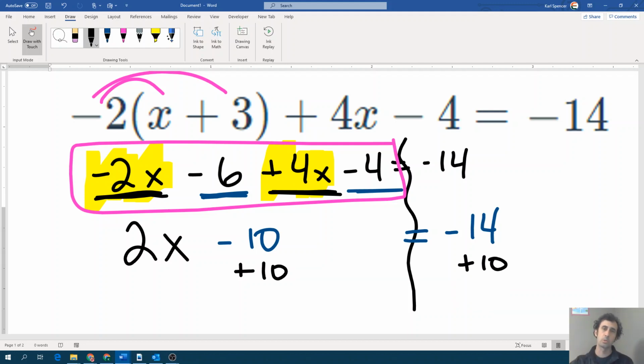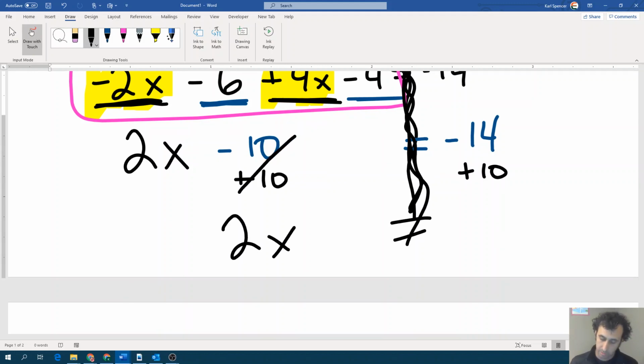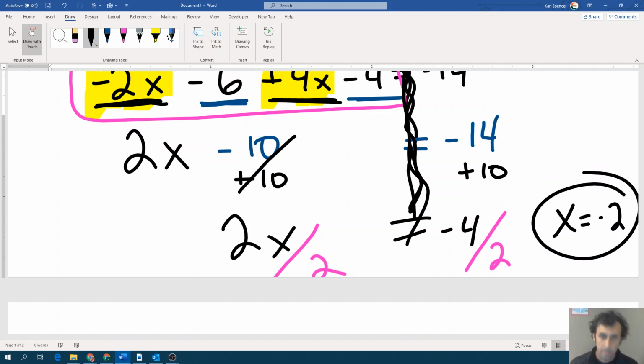We do the opposite because we're going to the other side of that equal sign. Whenever we're moving to the other side of the equal sign, or that vertical line here that I'm drawing, whenever you're crossing that center line, that's when you do the opposite. If you're staying on the same side, we don't do the opposite. So finishing off this problem, we'll have 2x, 10's canceled, negative 14 plus 10 is negative 4. To solve for that x, we'll divide by 2, with the final answer of x equals negative 2.